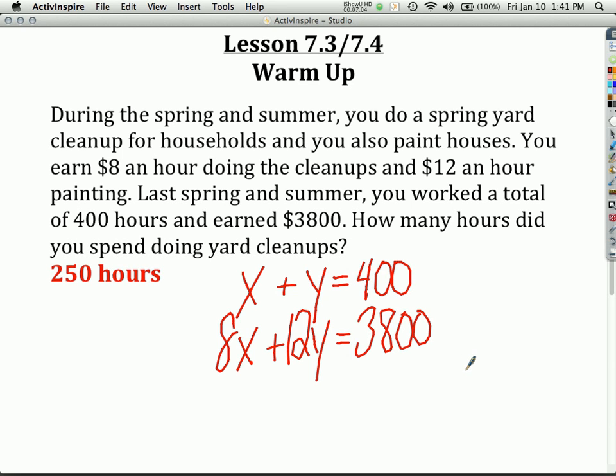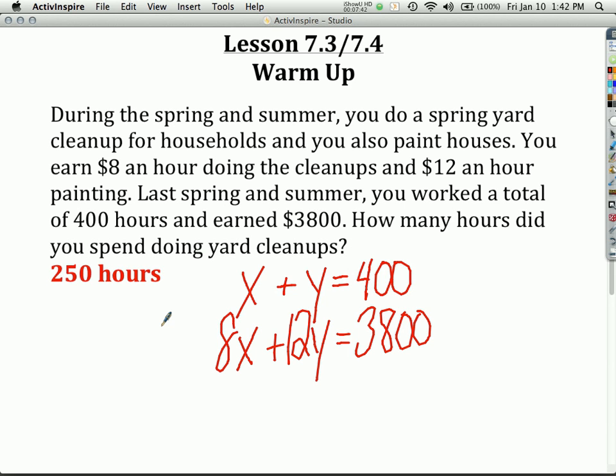That was not the only way you could have set it up, but that was pretty much what I was looking for. You could actually switch the x's and the y's. It doesn't really matter. But you have to make sure that if you do switch them, you know which one is which. In other words, I have made x cleanups and y painting. If you want to switch it around, that's fine. But then at the end, you have to be able to know which number is which job. Okay? But I think most of us did set up like this. And when you solve it, of course, you get 250 hours.